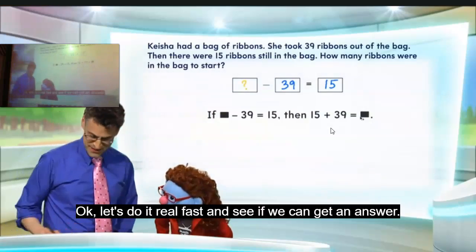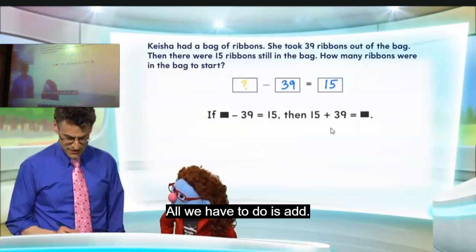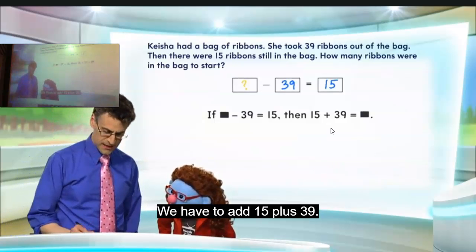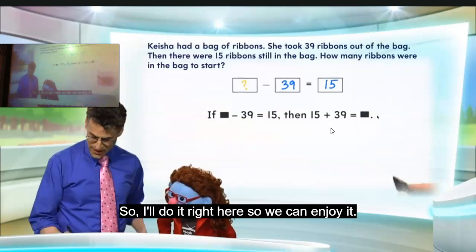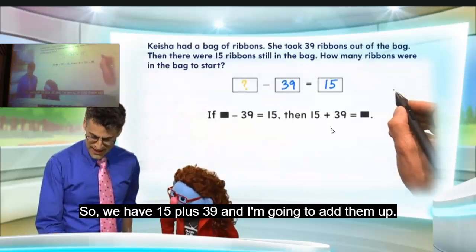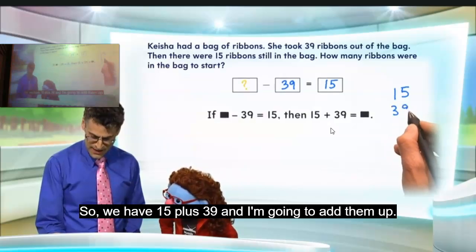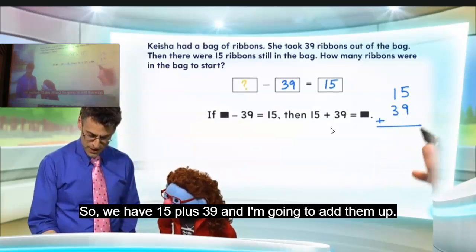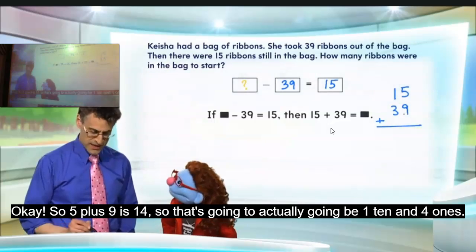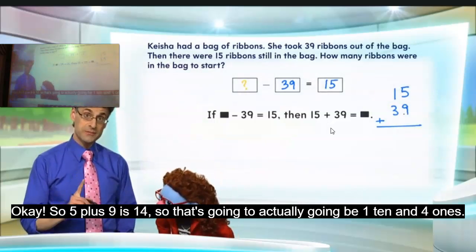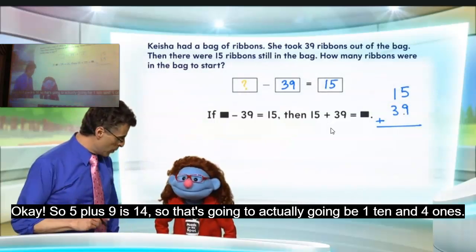Okay, so let's do it real fast and see if we can get an answer. All we have to do is add. So what do we have to add? We have to add 15 plus 39. So I'll do it right here so we can enjoy it. So we have 15 plus 39, and I'm going to add them up. Okay, so 5 plus 9 is 14. So that's going to be 1 ten and 4 ones.